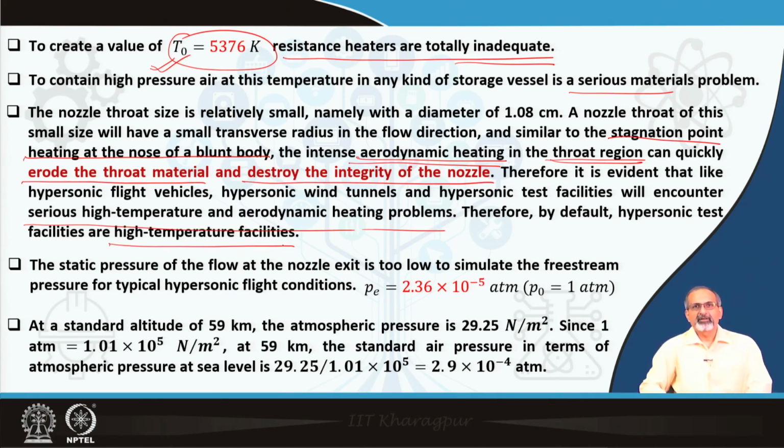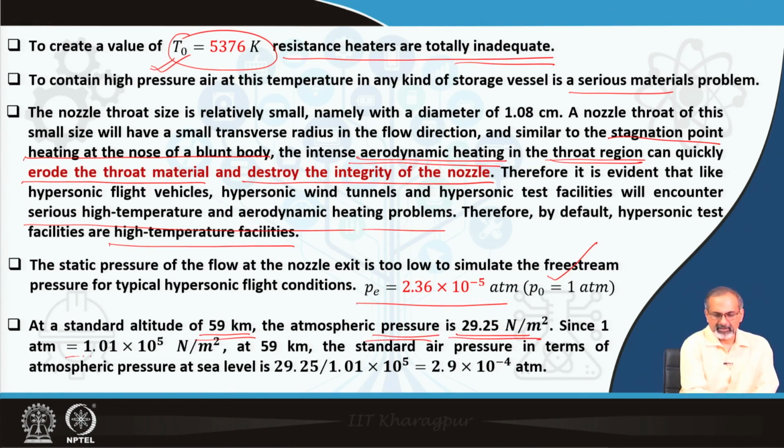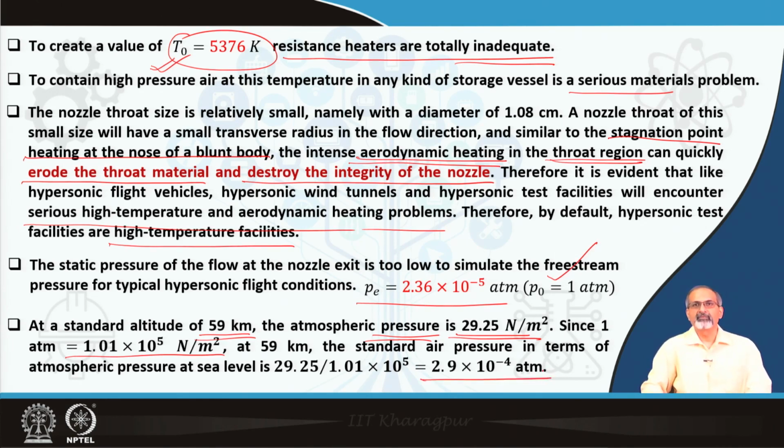As far as the static pressure of the flow at the nozzle exit is concerned, that too is a very low pressure, and remember that we are talking about a P naught of 1 atm in this case. If we were talking about the 59 kilometer altitude condition, then like we saw the temperature, we should also look at the pressure. It turns out to be about 30 Newton per meter square, and since the atmospheric pressure at standard conditions is of the order of 10 to the power of 5 Newton per meter square, we can express the 59 kilometer altitude condition in terms of the standard atmosphere using this number.